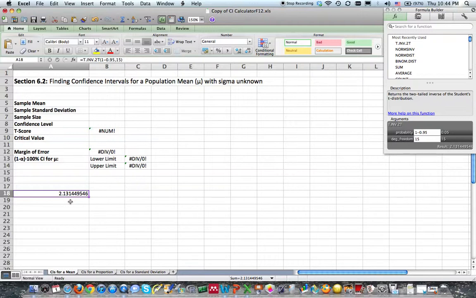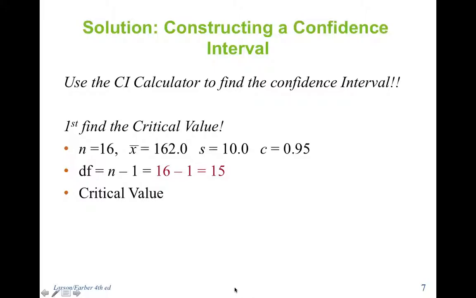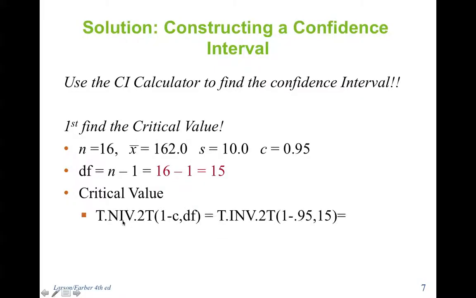Now, if I go back to my PowerPoint, you notice that I've put this in here. The t.inv.2t is 1 minus our critical value. I mean, we're trying to find, Lord have mercy.